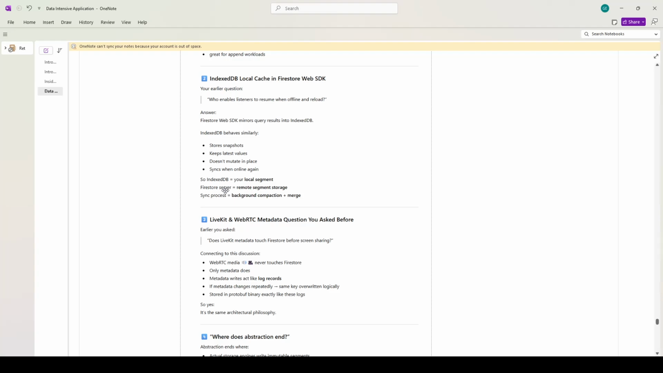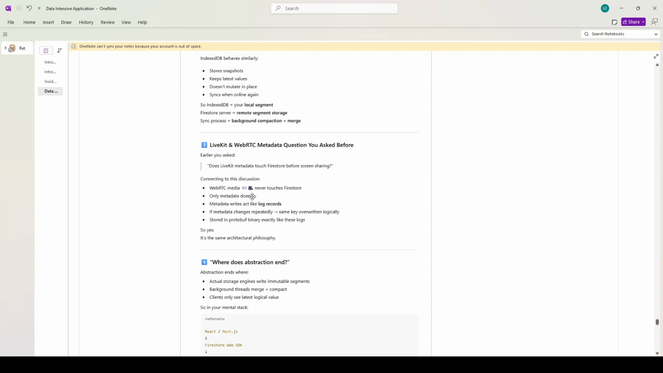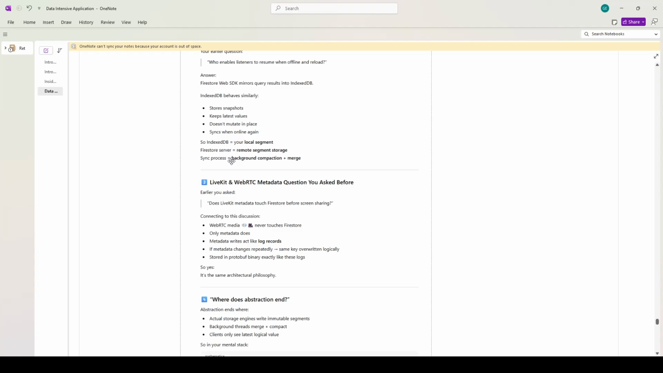So IndexedDB equals your local segment. Firestore server equals remote segment storage. So think of IndexedDB as your local segment. It's still a segment, but it's local. The sync process equals background compaction plus merge. So the sync process in the browser is a compaction first and then a merge.